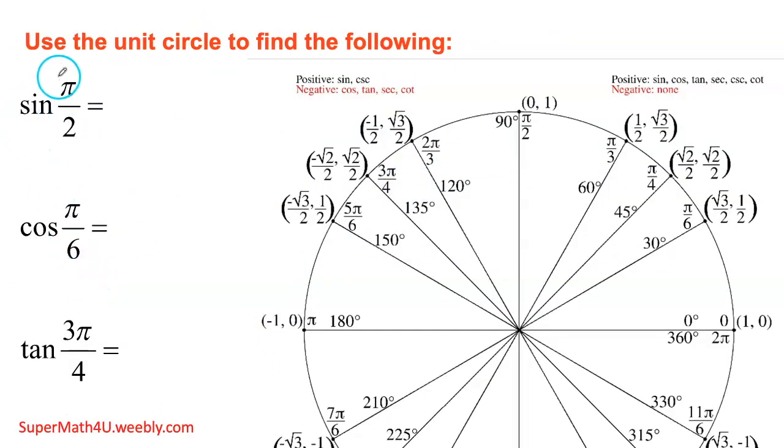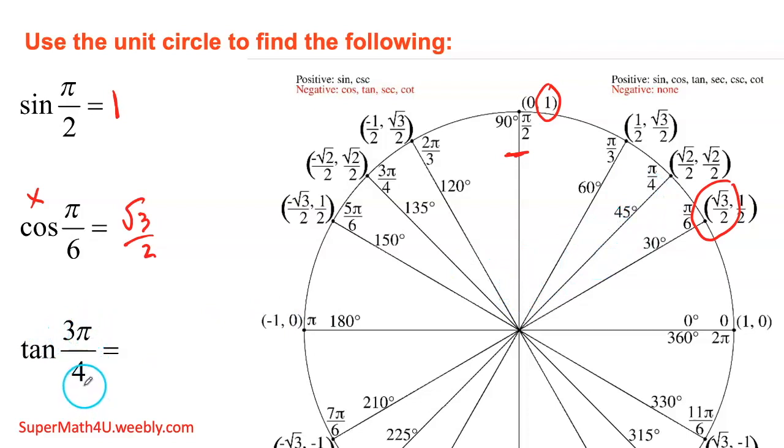Questions. Sine of pi over 2. What's pi over 2? Right? 90-degree angle. My sine is the y value. Done. Cosine of pi over 6. Pi over 6 is a 30-degree angle. My cosine belongs to the x value. X value, square root 3 over 2. So that's why it's so useful to have the unit circle and understand the unit circle.